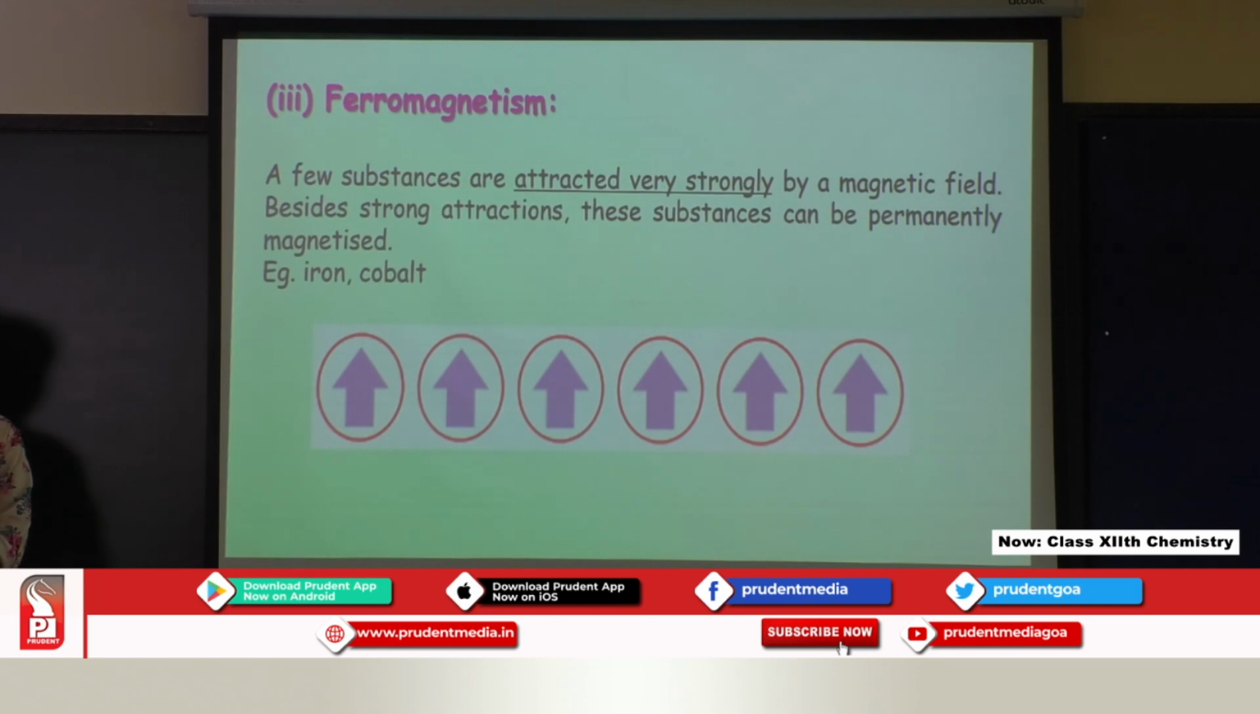In an unmagnetized piece of a ferromagnetic substance, you will notice that the domains are randomly oriented and their magnetic moments get cancelled. But in the presence of a magnetic field, all their domains are arranged in this manner, that is in the direction of the magnetic field itself, and therefore a strong magnetic effect is produced.